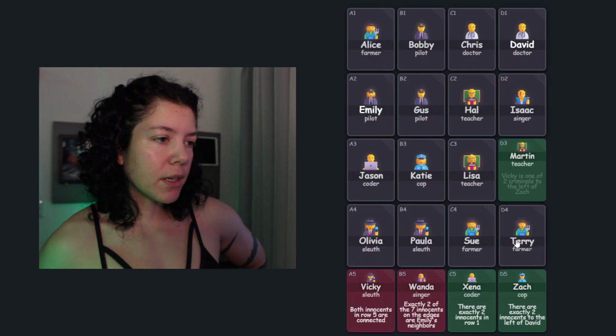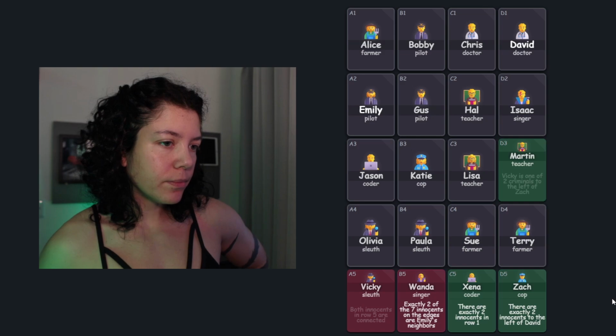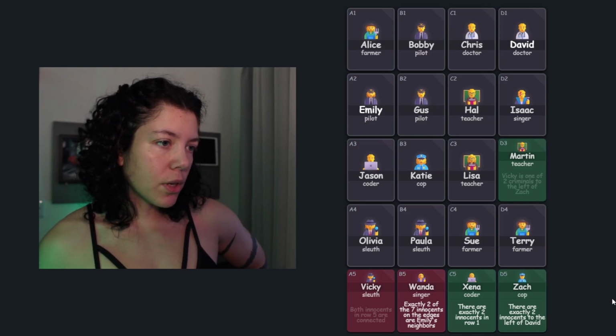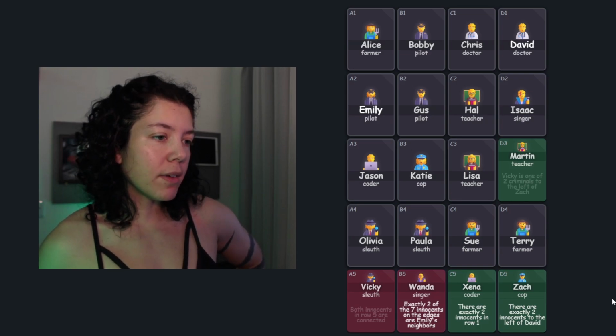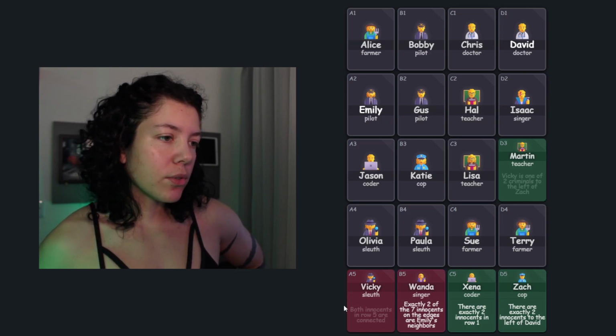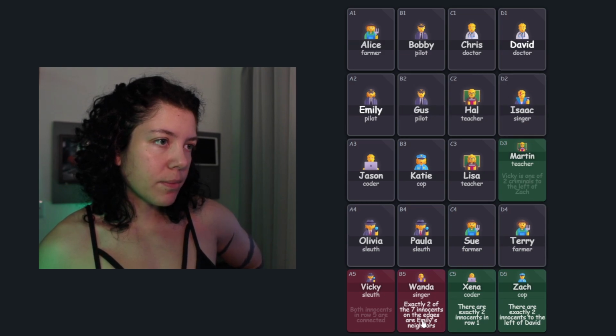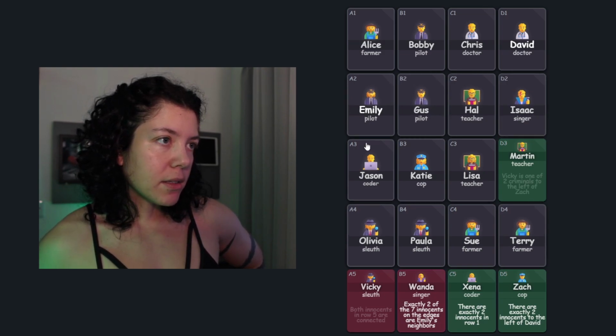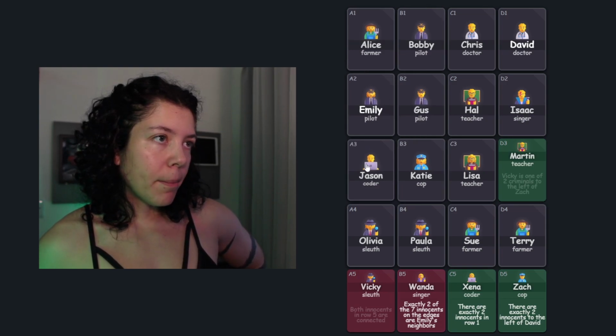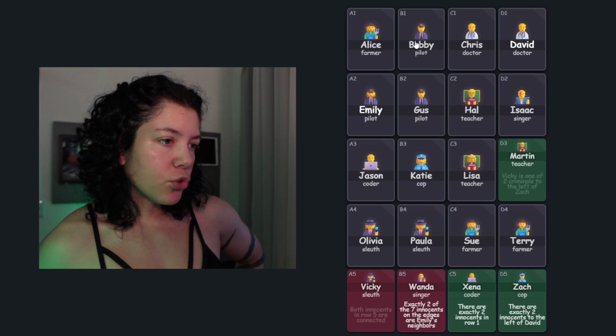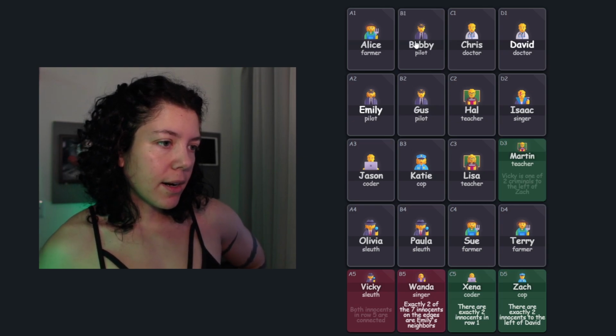And now we don't need Martin's clue anymore or Vicky's. Now we have 3 new clues. Wanda's telling us that exactly 2 of the 7 innocents on the edges, so we know now that there's 7 innocents total on the edges, are Emily's neighbors. Emily is here. She has 5 neighbors total, but only 3 of them are on the edges: Jason, Alice, and Bobby. And 2 of them are innocents.